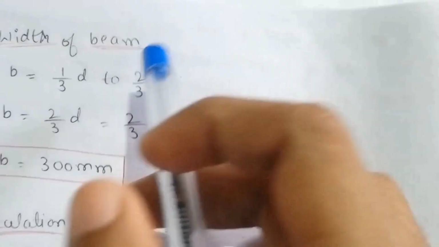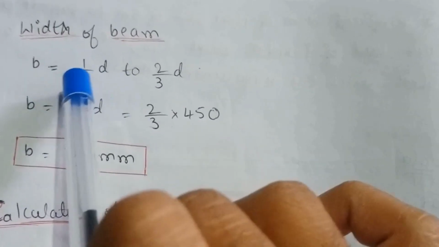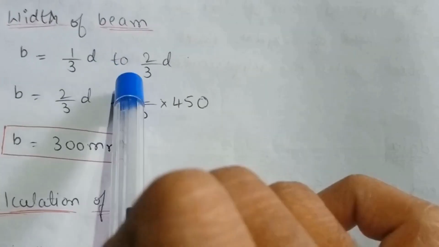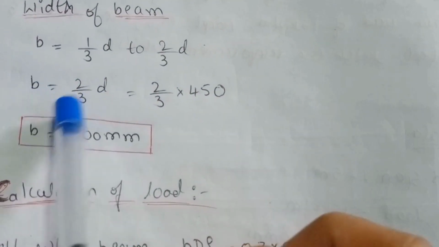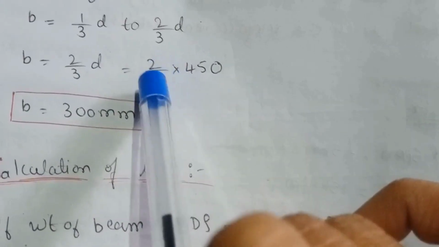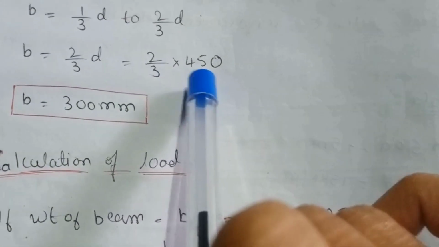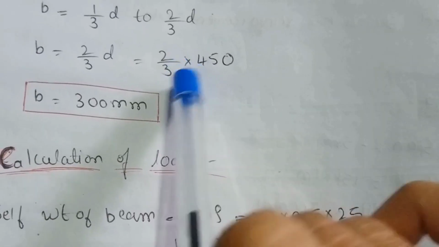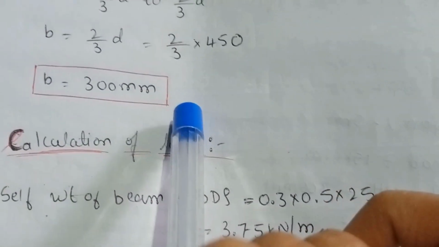So next is to calculate the width of the beam. For that we have the formula b is equal to 1/3 of effective depth to 2/3 of effective depth. So I am taking b is equal to 2/3 of effective depth. 2 by 3 into effective depth, which we have calculated, that is 450. By simplifying this, we'll get 300 mm. b is equal to 300 mm.